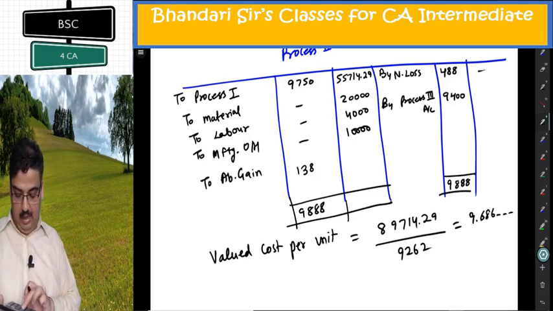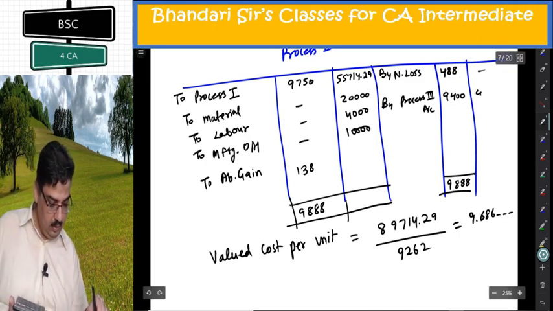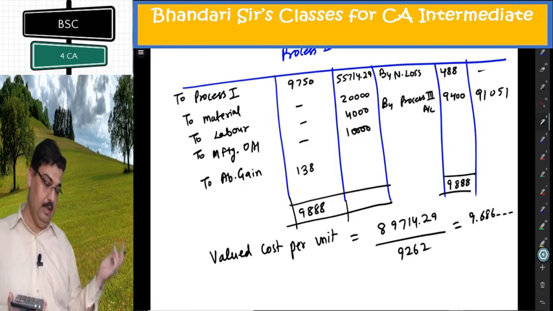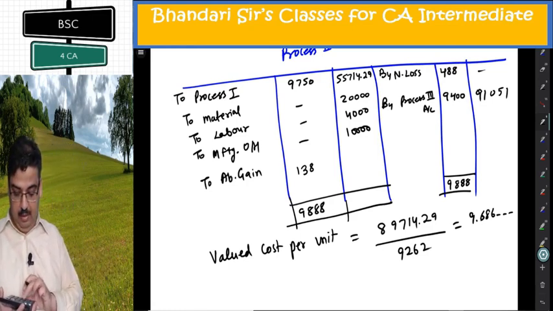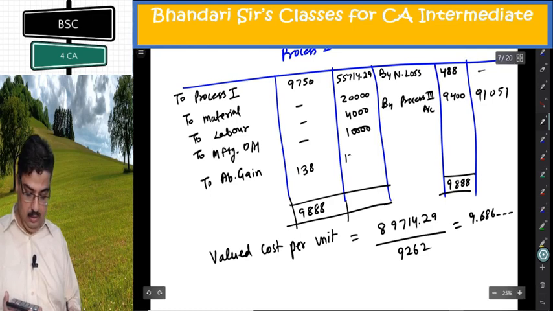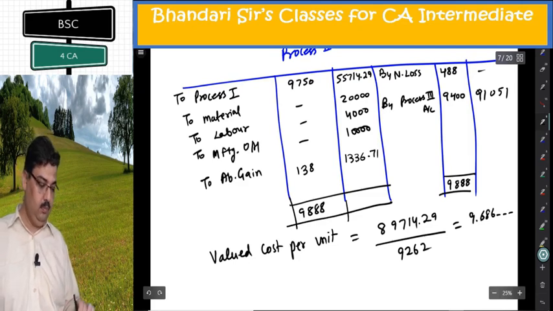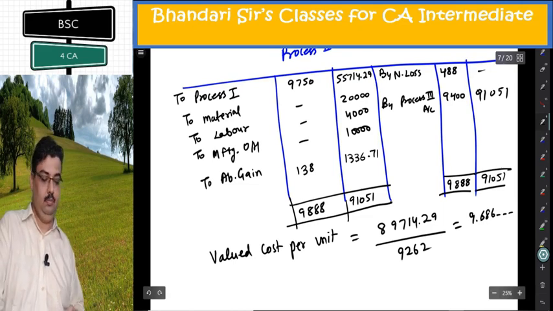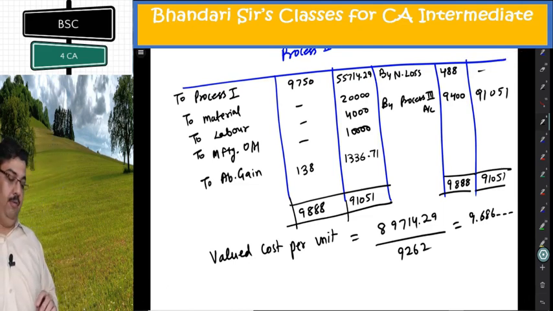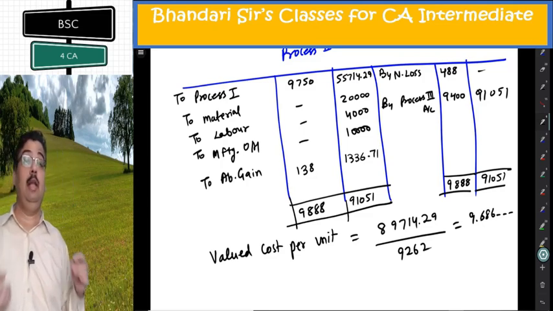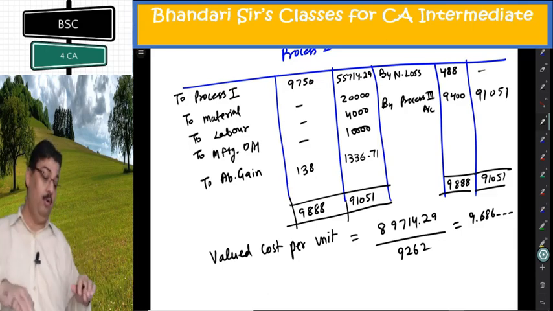If I multiply this with 9400, I get the value here, 91051. 0.996, I will make a full rupee here. If I multiply with 138, I am getting 1336.71. I will get 91051 on both sides. 91,051 is the total on both sides. I did not approximate, it came 0.996. I had to make it a full rupee here.